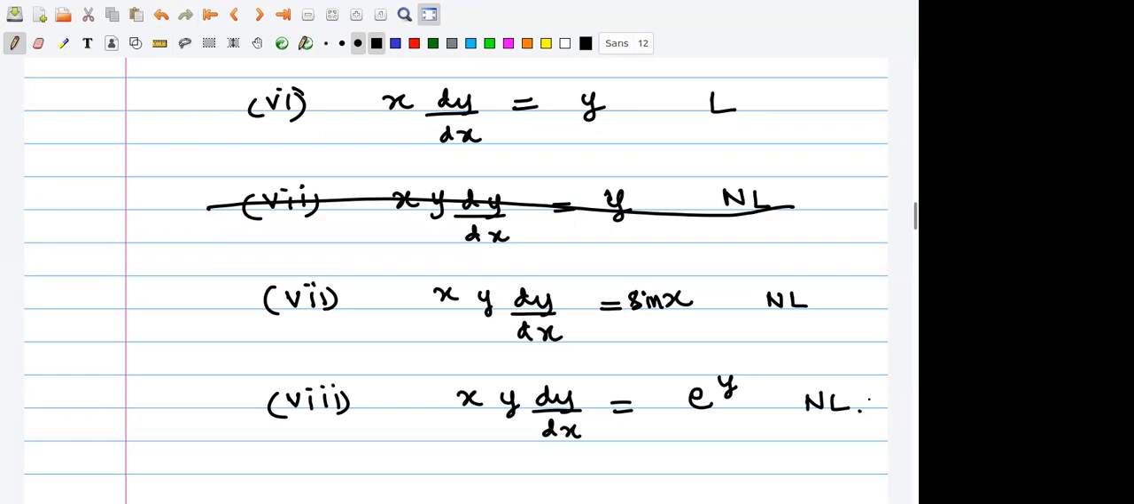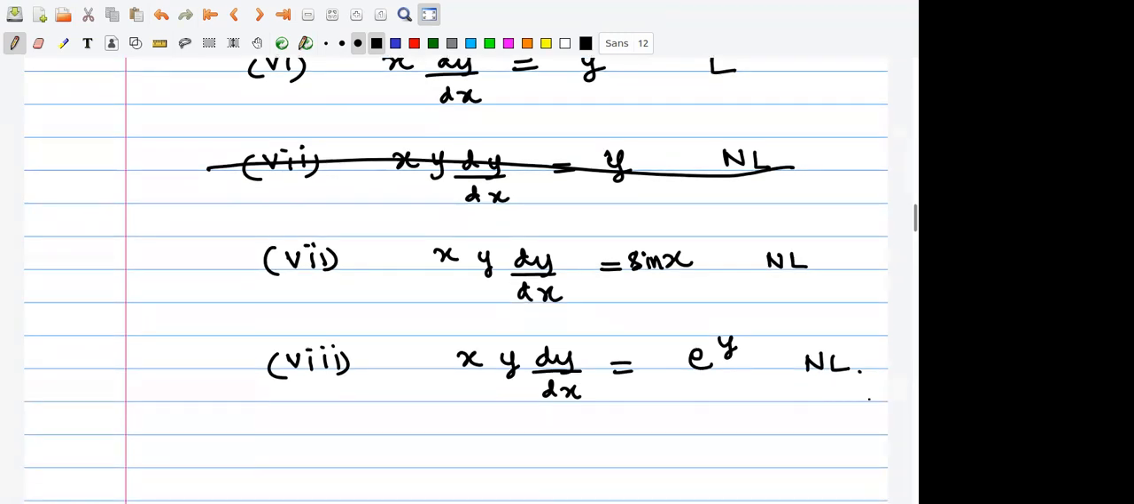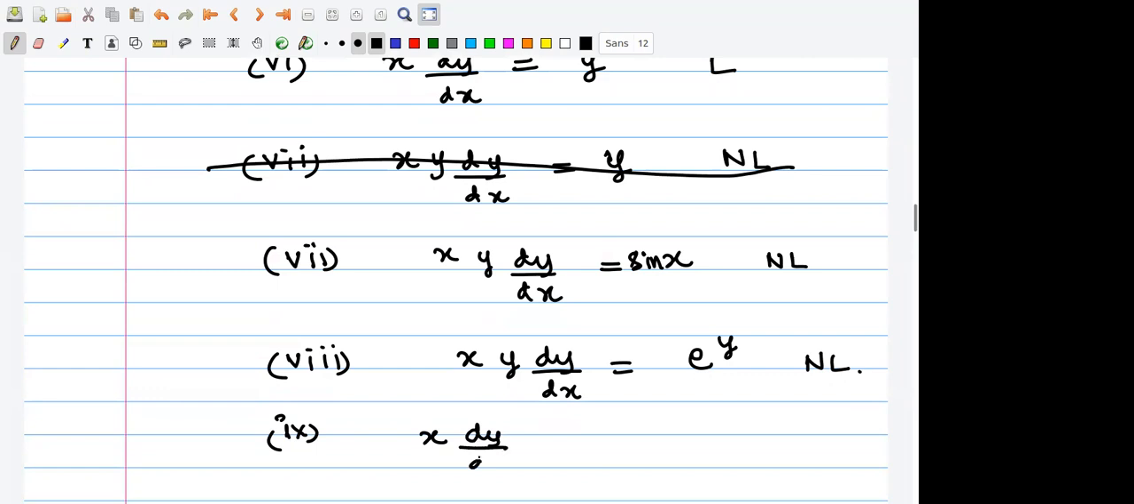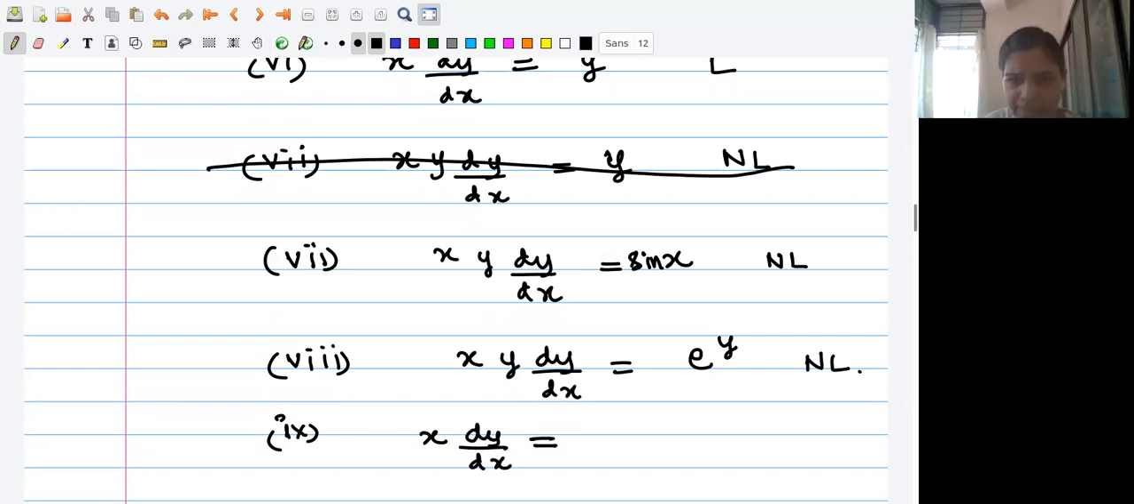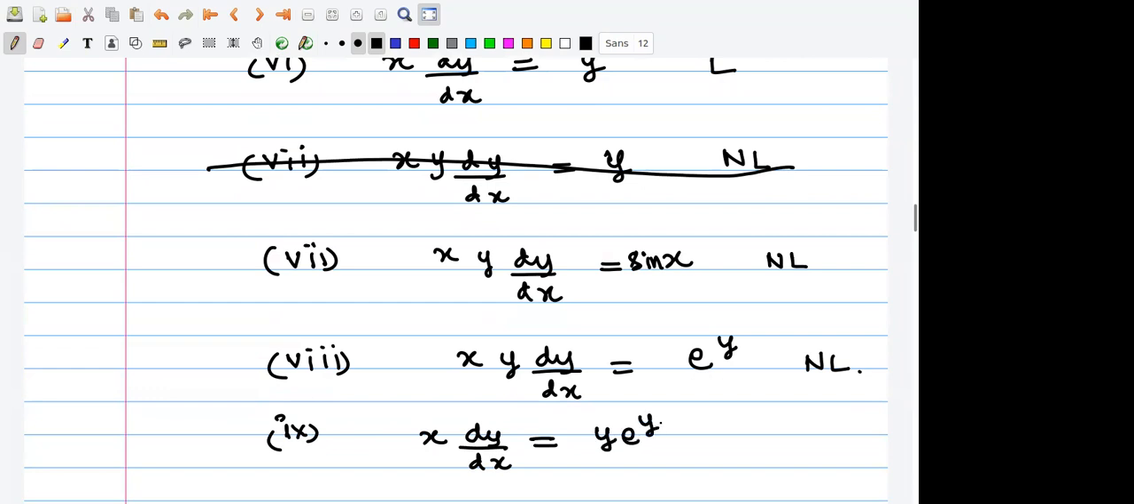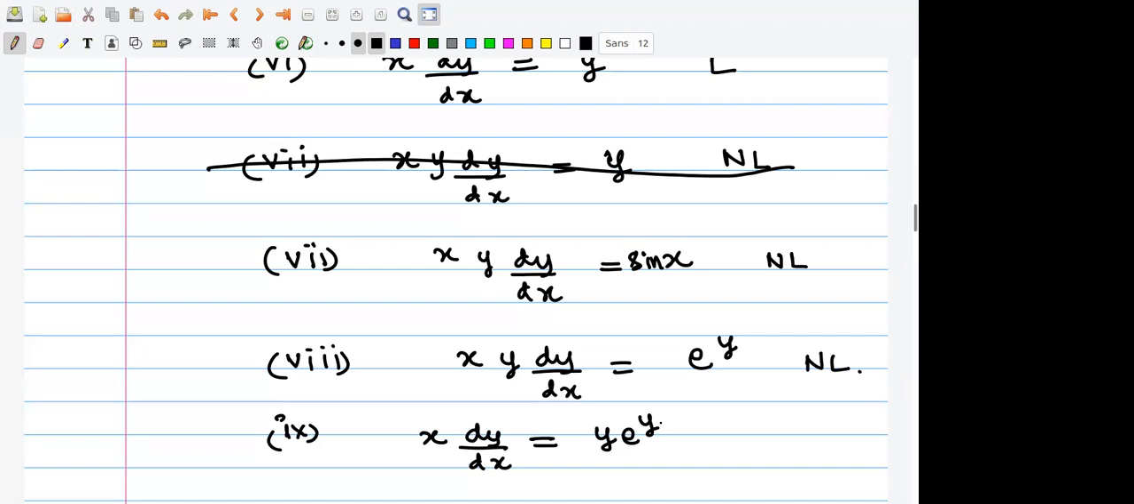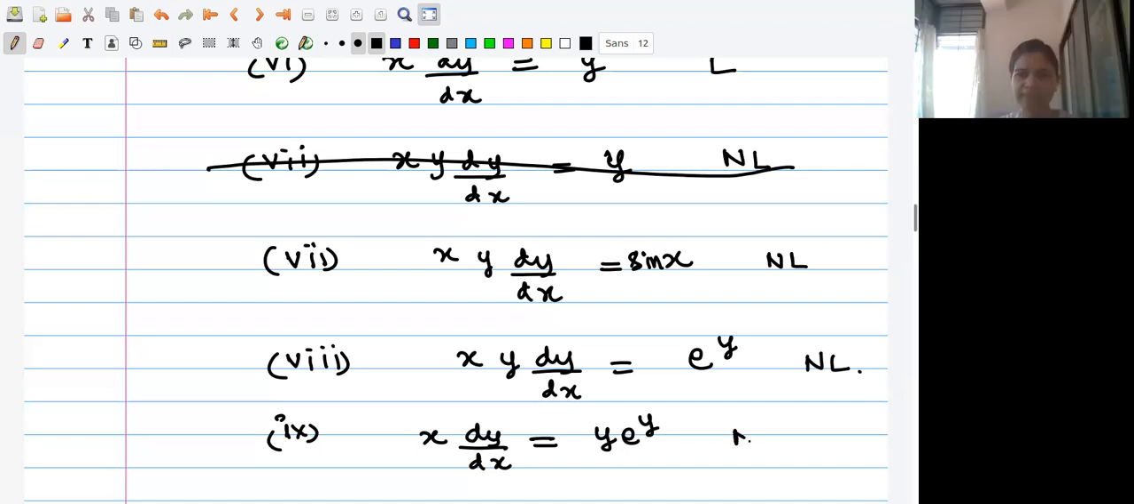Ma'am, if we write x into dy by dx is equal to y into e to the power y. Wait a minute, I will write whatever you are saying. So what did you say? x into dy by dx equal to y into e to the power y. So is this linear or non-linear? This is non-linear, right? Is that okay?